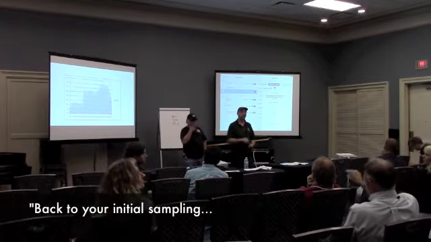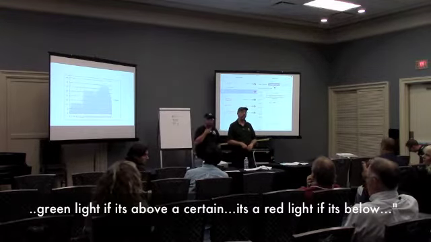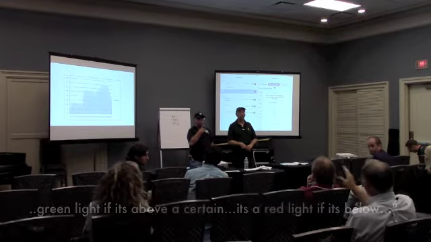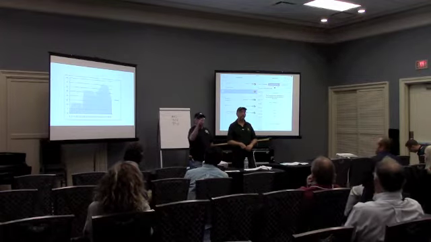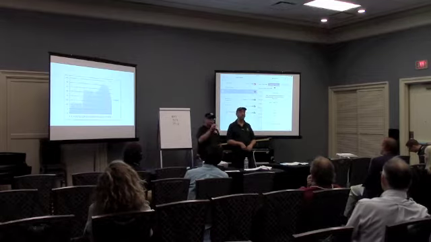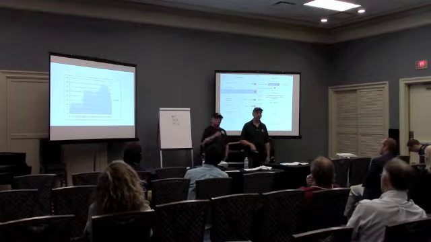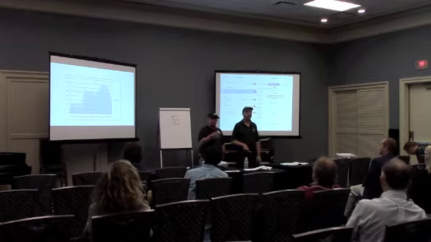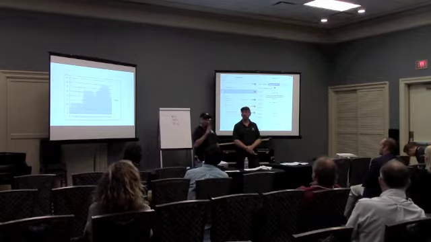Back to your initial sampling, it's a green light if it's above a certain point, it's a red light if it's below. Green, yellow, red. Yes. 0.19 and below, green. 0.20 to 0.49, yellow. 0.5 and above, red. Just like a stoplight, they should all be green.